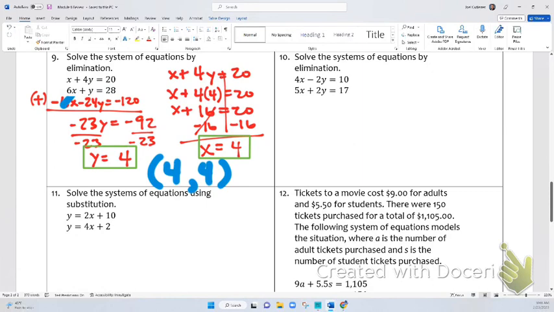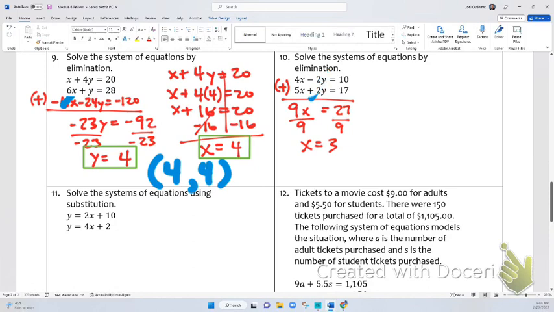Once again, for number 10, same exact process, right? For this one, we made it nice and easy for you. If you were to add straight down, you'll notice that the 2y and the negative 2y are already opposites of each other. So when you add straight down, those will automatically go away. This gives you a 9x. This gives you a 27. Divide both sides by 9. And then, nice and easy, this gives you a 3.